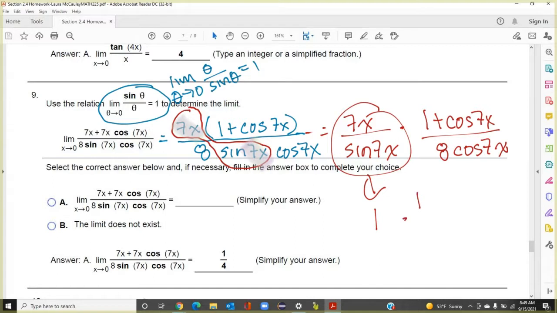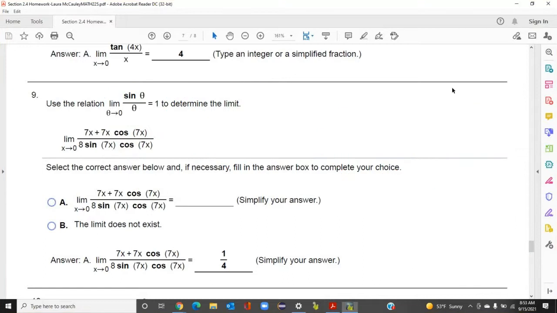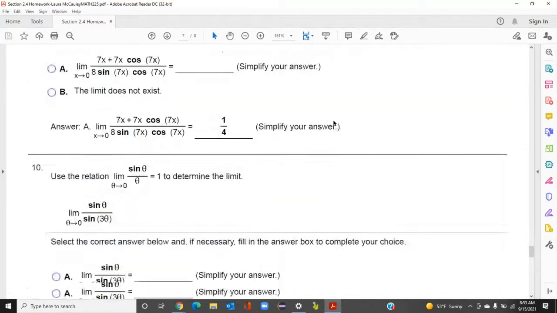And then for this next part, we can just plug the 0 back in. So 1 plus the cosine of 0 over 8 times the cosine of 0. And the cosine of 0 is 1, so this is 1 plus 1 over 8, which is 2/8, which is 1/4. So pretty cool. Let's do one more for the heck of it.